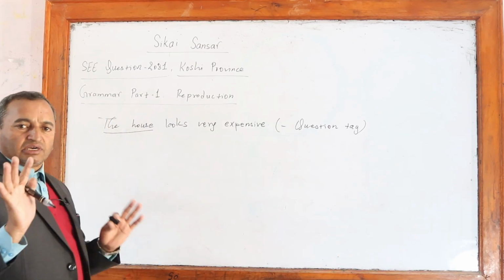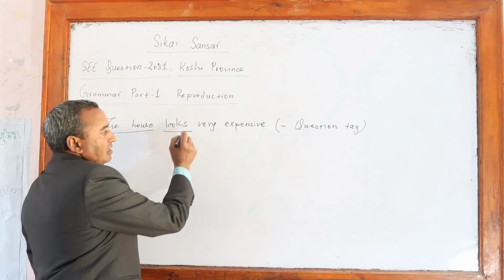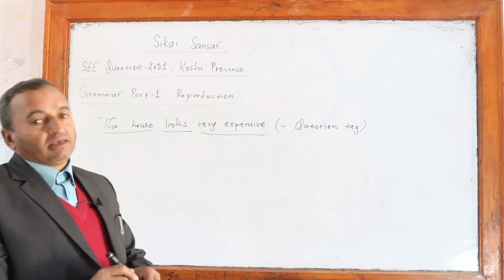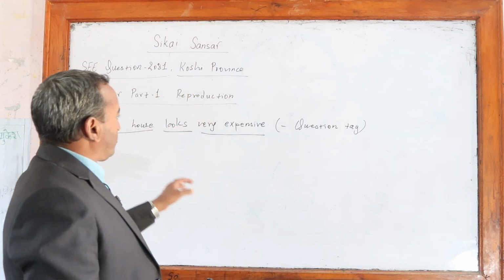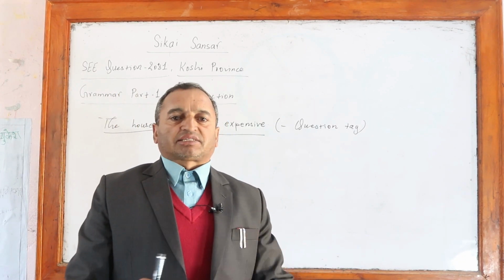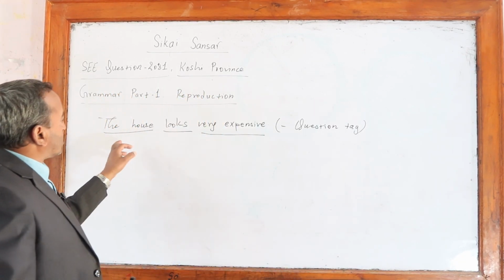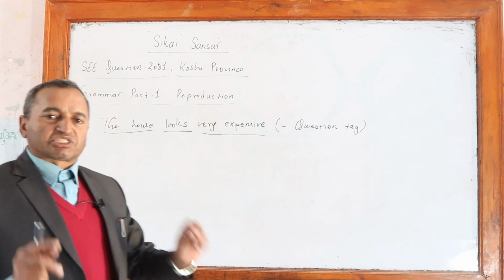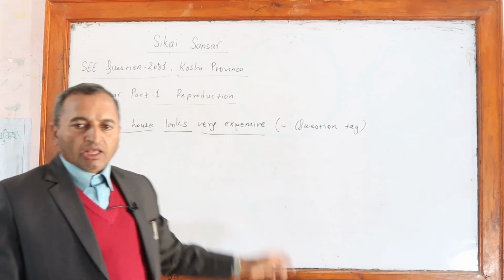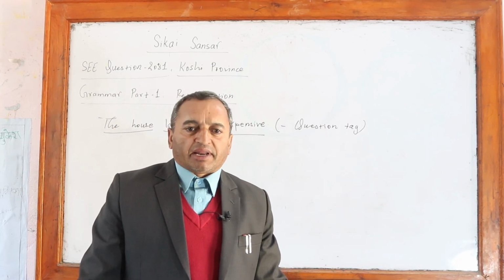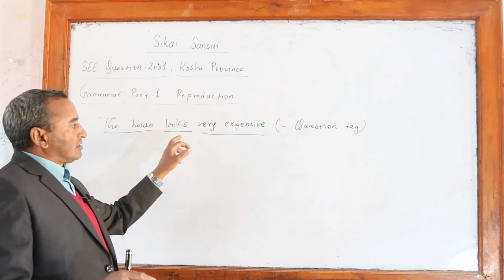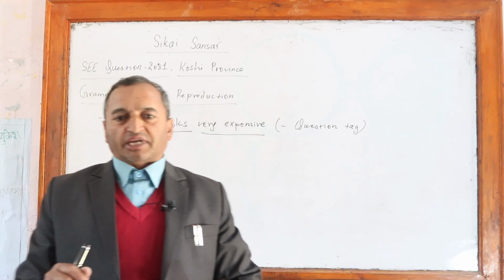The house, it is the subject. Looks, it is the verb, and very expensive, it is the object. First of all, we have to know what type of sentence it is. In which tense is this sentence given? While talking about the structure of the question, let's look. The house looks very expensive. Do you know, dear students, what tense is given here? Yes, as you have told me, this question is in simple present tense.